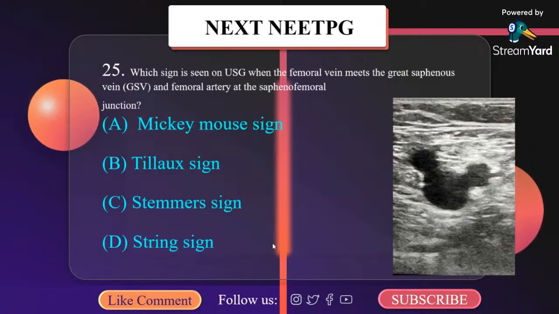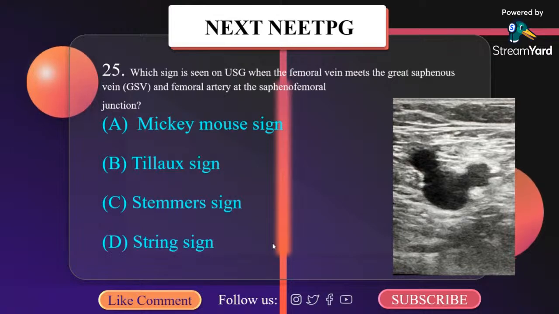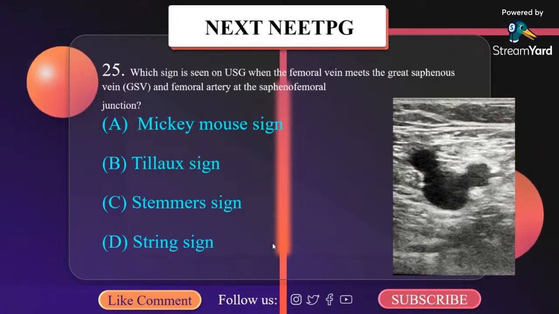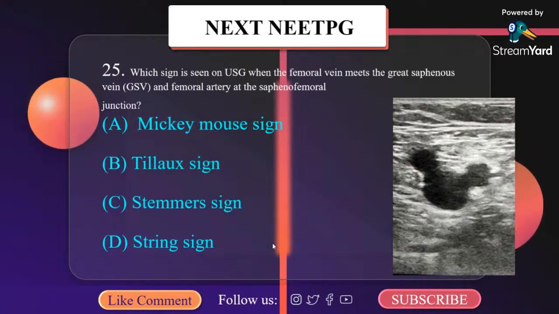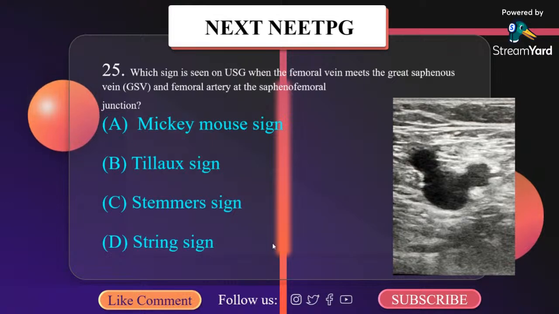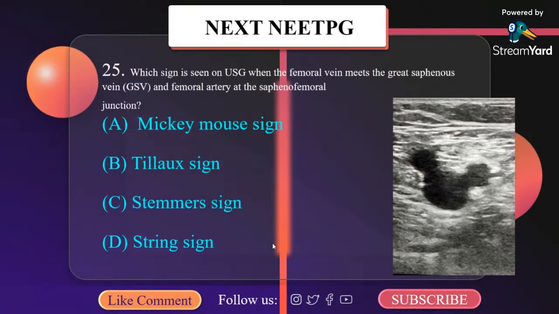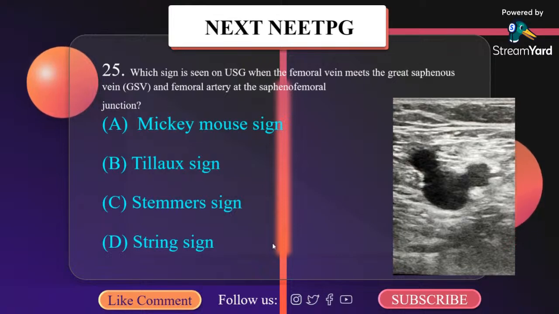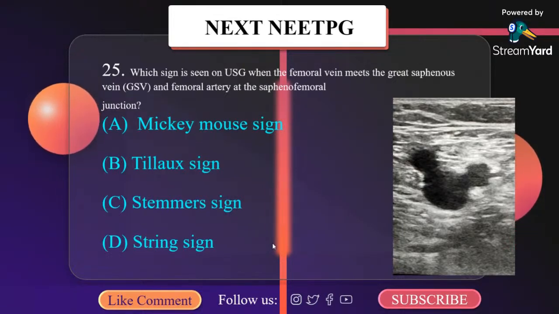Then Stemmer sign. Now what is string sign? String sign is seen in Crohn's disease. We all know it is seen in Crohn's disease. Then Stemmer sign is seen in lymphedema. Skin on the dorsum of toes cannot be pinched due to subcutaneous fibrosis. So Mickey Mouse sign, Tillaux sign, Stemmer sign, string sign. The correct answer here is Mickey Mouse sign.